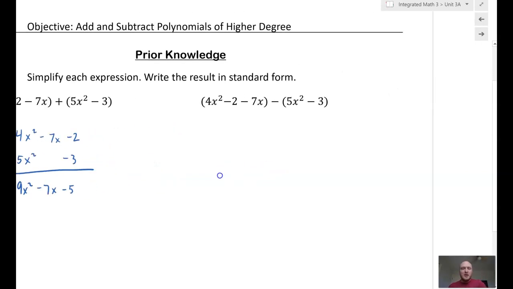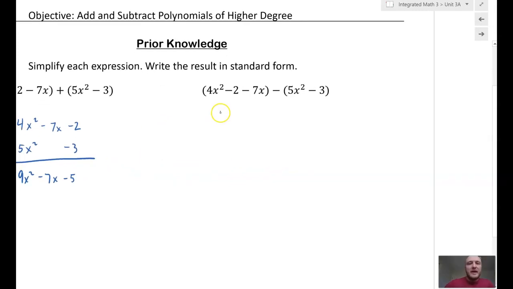All right, the second example: again, I have 4x squared minus 7x minus 2, and this time I want to subtract 5x squared minus 3. Remember, when you're subtracting a polynomial, you're really adding the opposite. So I'm going to add the opposite of 5x squared, that's negative 5x squared, and the opposite of negative 3, which is a positive 3. So I'm really just distributing that negative to each term.